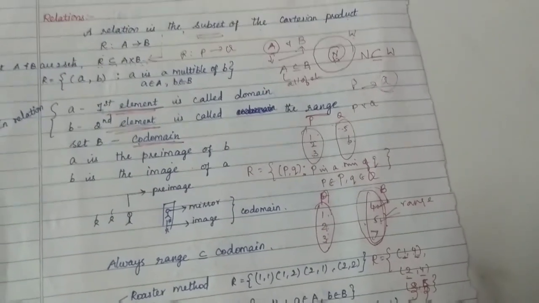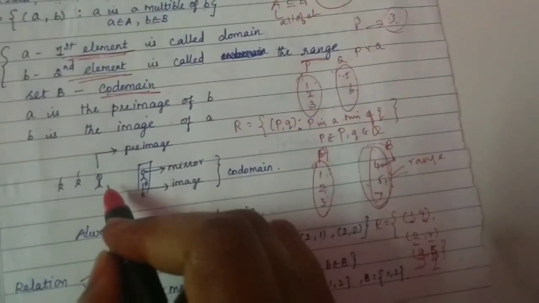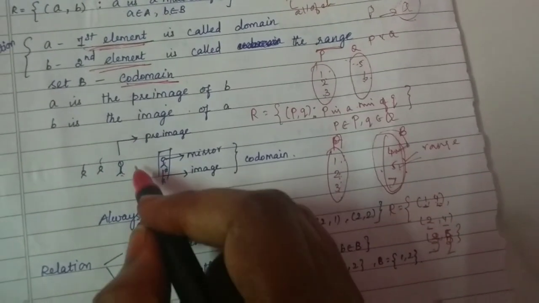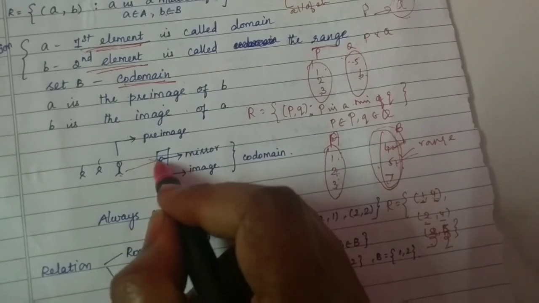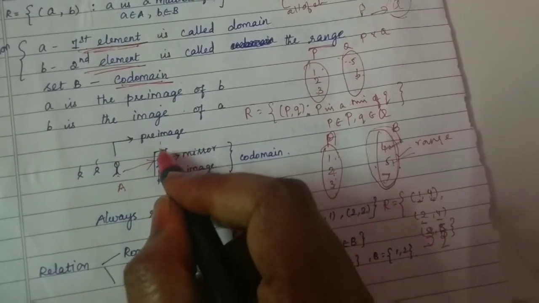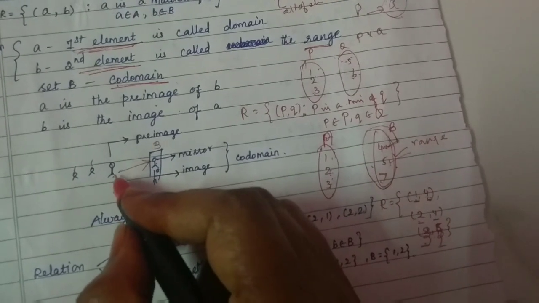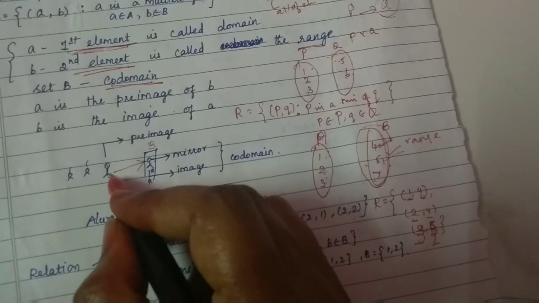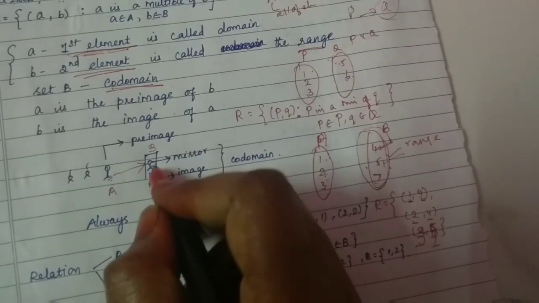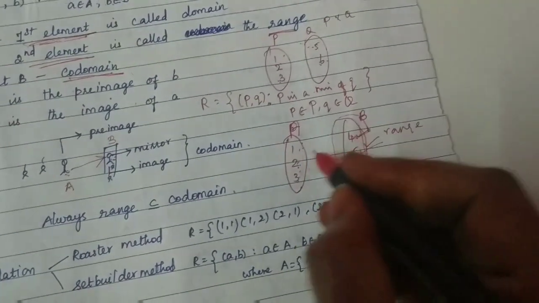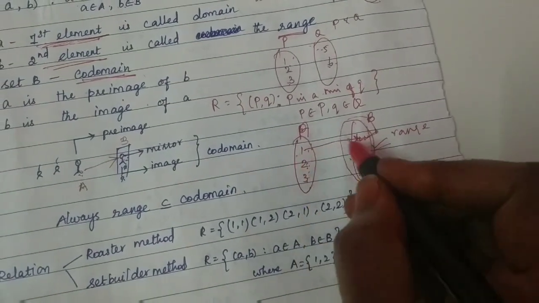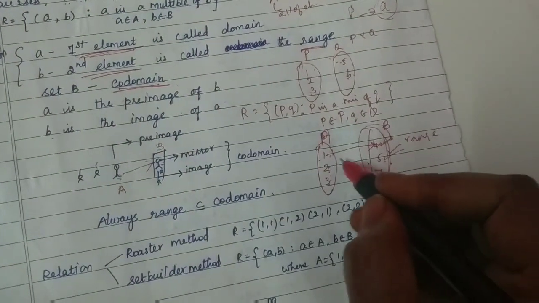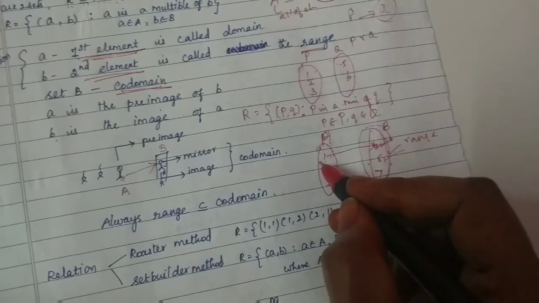The next one, image and pre-image. Now let me explain. You go and stand in front of your mirror and you will be seeing the image. Let me consider this to be A and this to be B. From A to B you are relating. Therefore, the element which is present for you, this is the image. Let me consider the relation here. For 1, 4 is the image. This is A, this is B. B is the image of A.